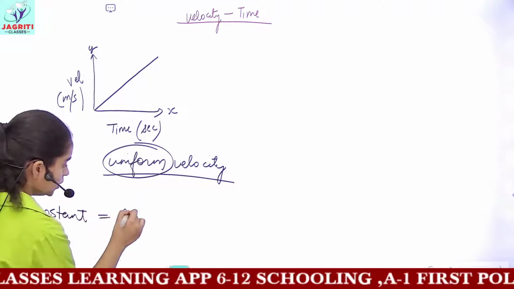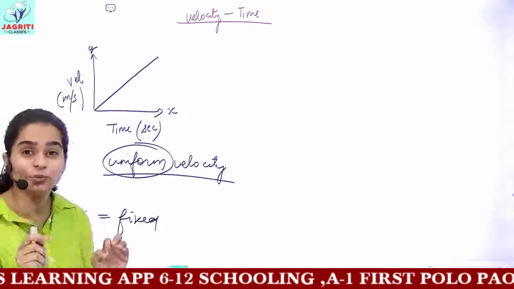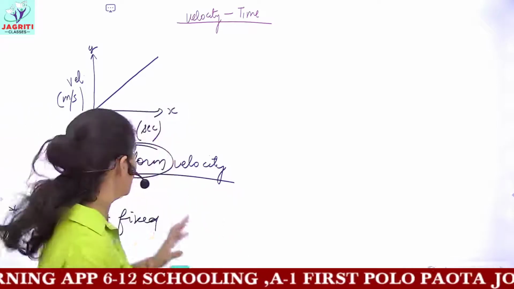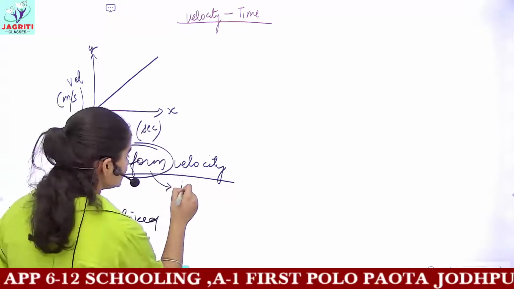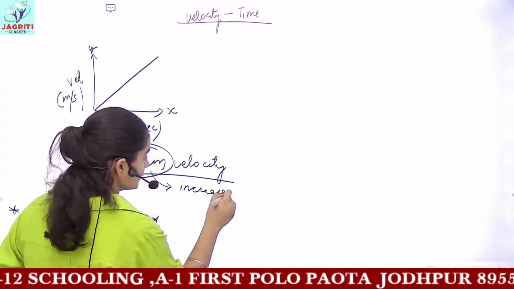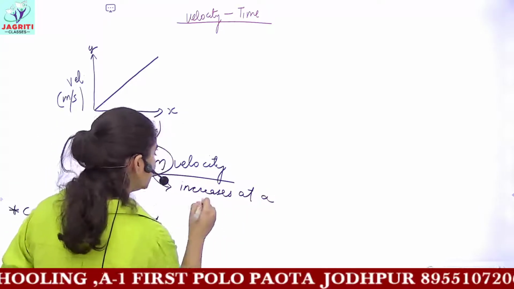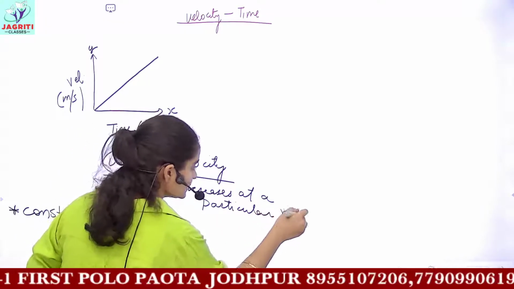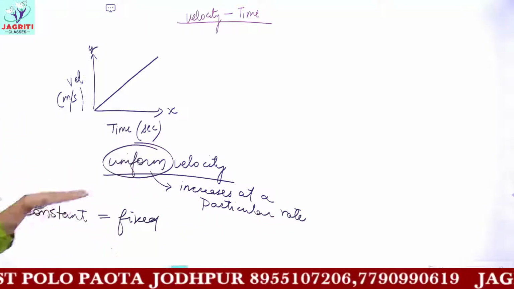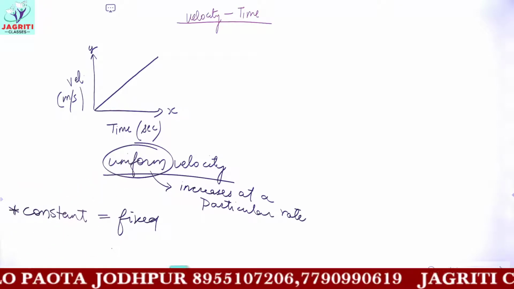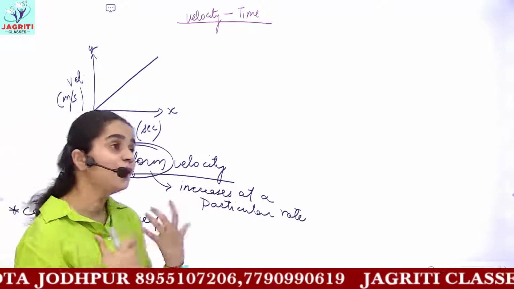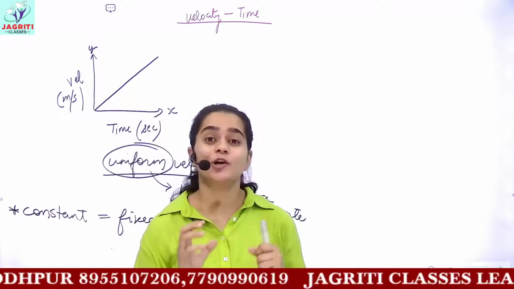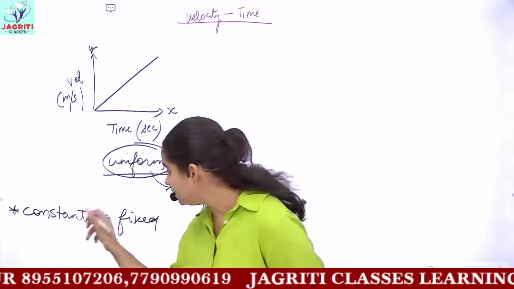Constant means you have a fixed value. The value is fixed. Uniform means which is increasing at a particular rate. So this is the difference between two confusing terms, uniform and constant, which we consider to be the same quantity or the same term. No. Constant means fixed value.